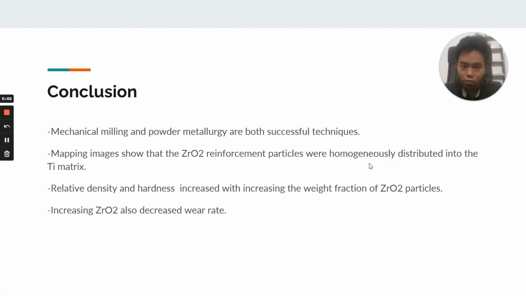So thank you to the group mates who presented earlier. I'll be doing my part on the conclusion of this case study. So conclusively, we know that mechanical milling and powder metallurgy are both very successful techniques used in producing the zirconium oxide and titanium MMC.